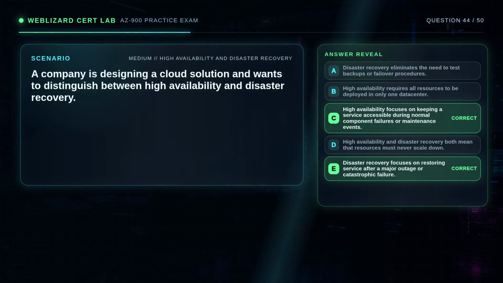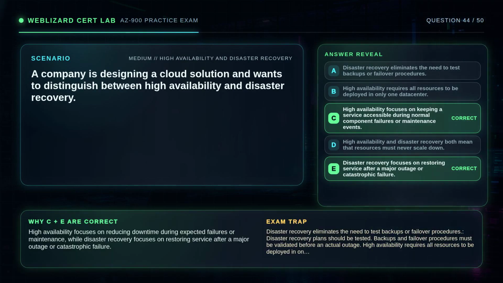The correct answers are C and E. High availability focuses on keeping a service accessible during normal component failures or maintenance events. And disaster recovery focuses on restoring service after a major outage or catastrophic failure. High availability focuses on reducing downtime during expected failures or maintenance, while disaster recovery focuses on restoring service after a major outage or catastrophic failure.